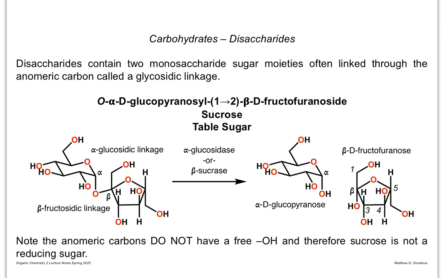And so the structure that you see there is table sugar. So your common sugar, it's sucrose. So through the action of an enzyme, so either alpha glucosidase or beta sucrase. So here's the glucose part. This is the fructose part. Those enzymes will cleave the anomeric CO bond. So you end up with a molecule of glucose and then a molecule of fructose.